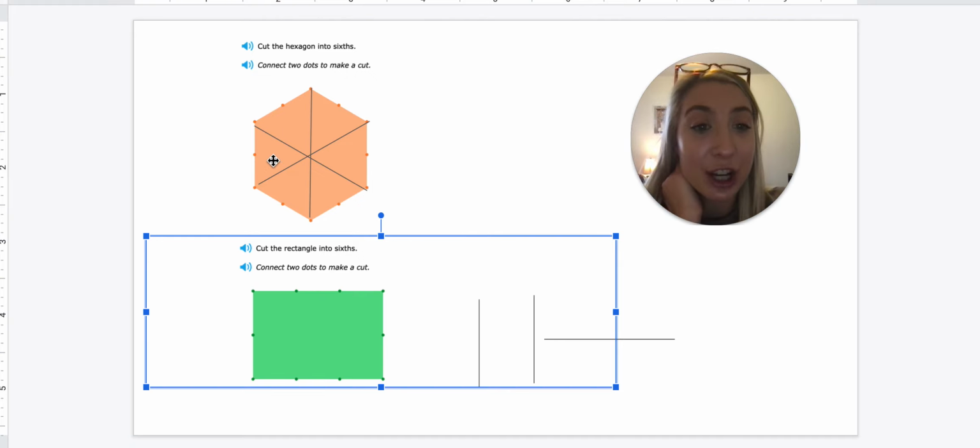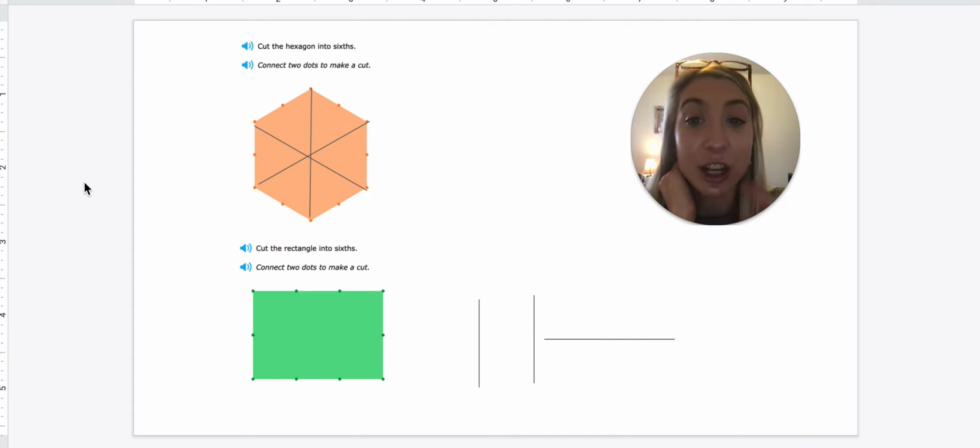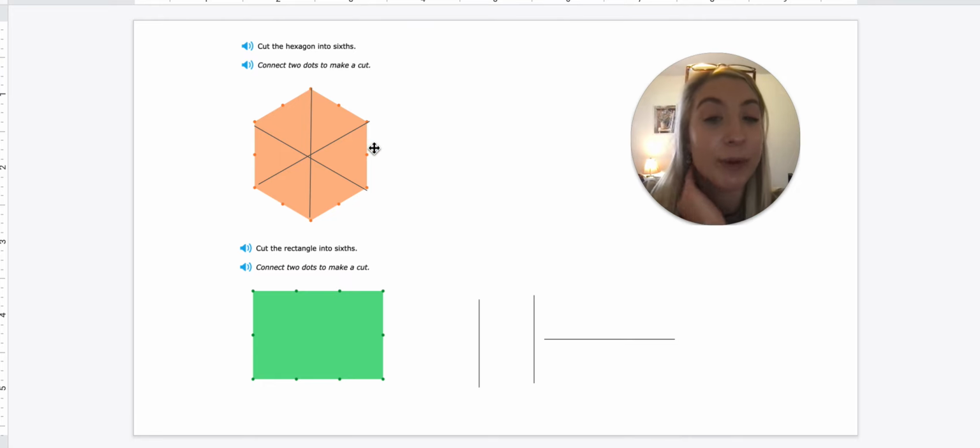But now let's double check that there's 6 equal parts. 1, 2, 3, 4, 5, 6. And again, I'm going to check that they're equal by saying they each have one dot over here, so they have the same surface. They have the same length here, so they are equal.